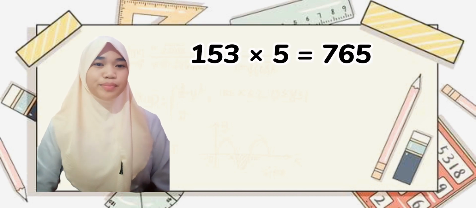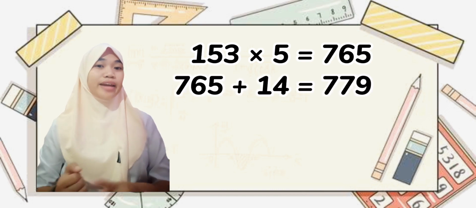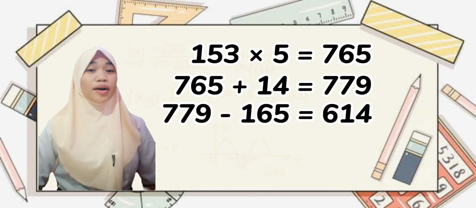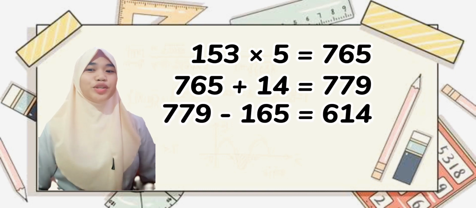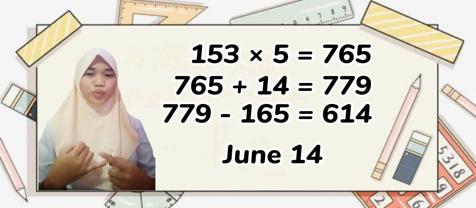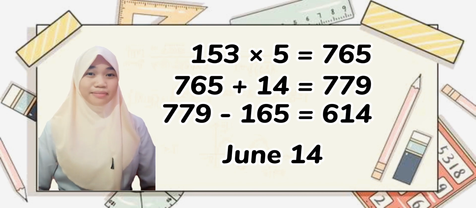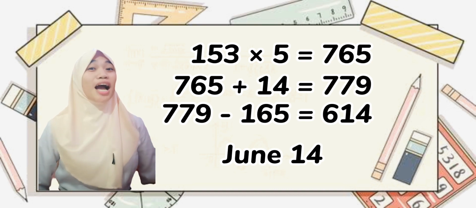Next, add your birth date. If you were born on the 14th, then add 14. Lastly, subtract 165. You will be surprised because you will have the month and the day that you were born. Are you now done on computing? What have you noticed in the trick? That's right. Amazing, right?